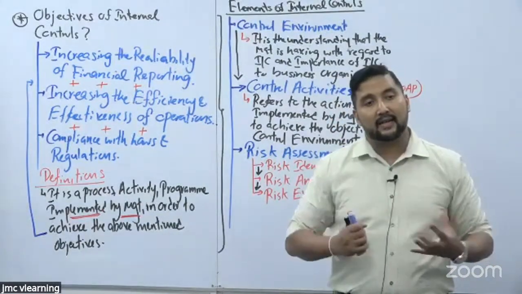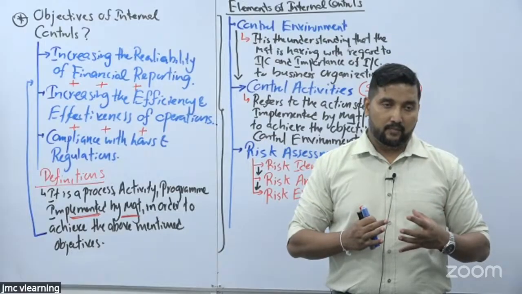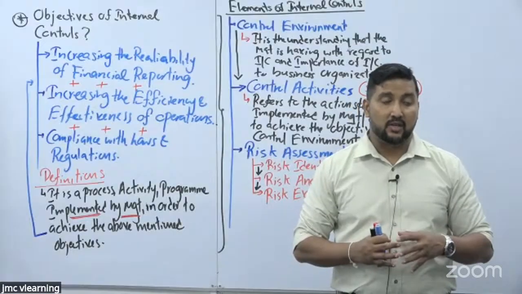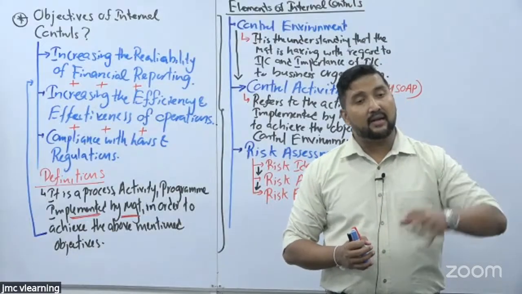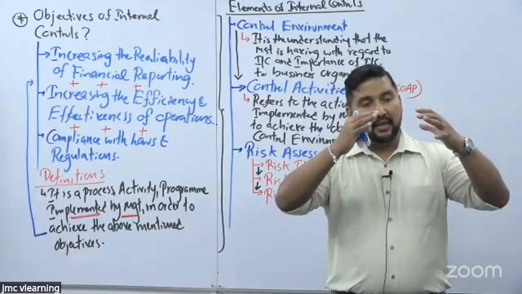So how are you going to analyze the risk? Analysis can be done in two ways. We do have a detailed example in the classroom which will be discussed at a later stage. So risk analysis can be done in two ways. Number one, based on the impact of the risk.